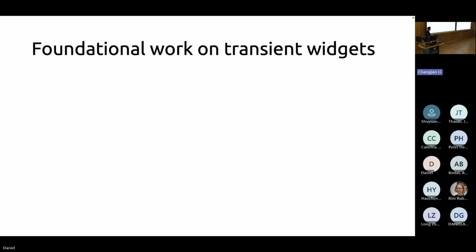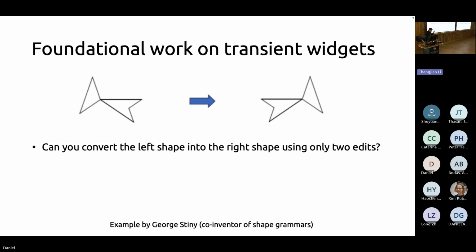So the first instance of anything like this that I can think of is not actually from a piece of CS technical research. It's from this sort of thought experiment, I guess, by George Stiny, who's an MIT architecture professor, also happens to be the co-inventor of shape grammars, which we use all the time now in procedural modeling. And he posed this question: can you convert the left shape into the right shape using only 2 edits? And initially, you're like, aha, I can do it in 1 edit. That's just a reflection. That's very easy. But then he says, no, the only allowed edit type is translating a triangle. That's the only thing you can do.